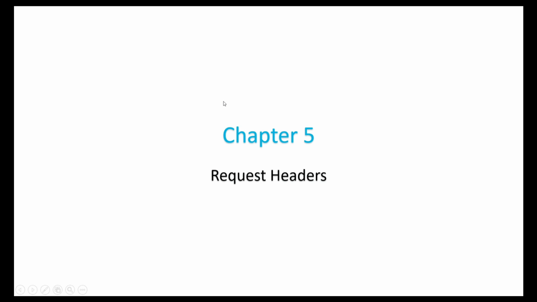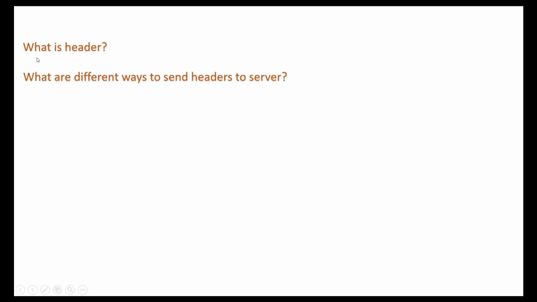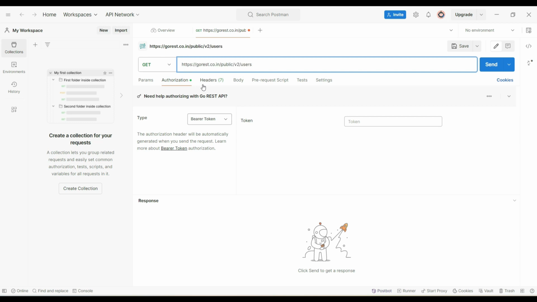Chapter 5, request header. In this chapter we are going to see what a header is and what the different ways are to send headers to the server. So let me start this chapter. We have the get call, and inside this get call we can see we have the tab related to headers as well.